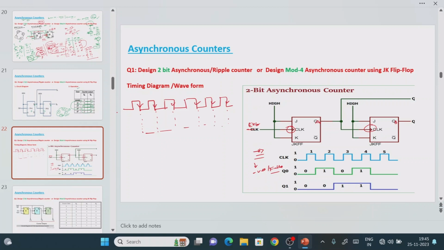Now see, the output of QA is what? It depends upon the first clock pulse, right? So this is also the clock pulse for the second flip-flop, right? It means that this is the external clock pulse. Now we need to find out the output of QA. After finding the output of QA, we need to find out the output of QB, right? So the output of QA depends upon what? The external clock pulse.